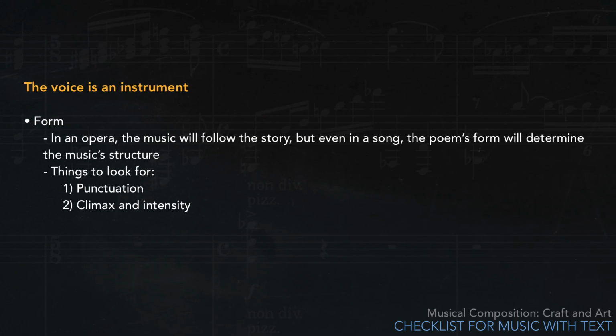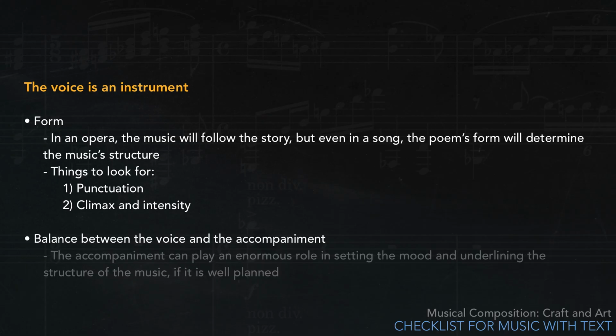Finally, in any vocal music that's accompanied by instruments, it's important to pay attention to balance between the voice and the accompaniment. Particularly with orchestra, it's very easy to overwhelm the voice, especially if there's no microphone. The composer needs to know the principles of balance in relation to voices. I'll be doing an orchestration video about this soon. Also, the accompaniment can play an enormous role in setting the mood and underlying the structure of the music if it's well planned.